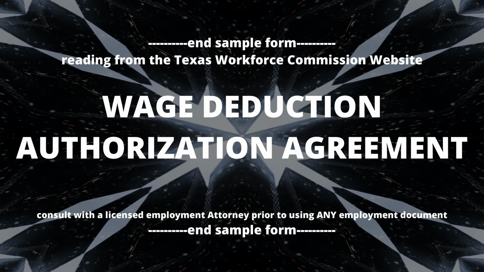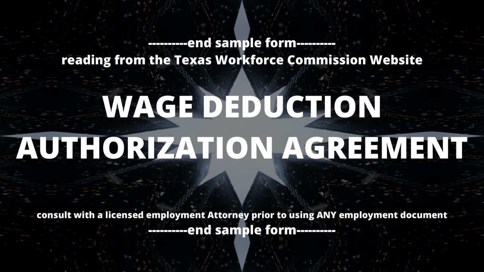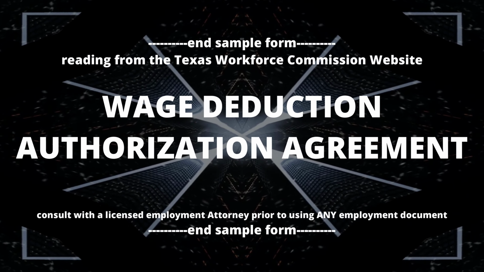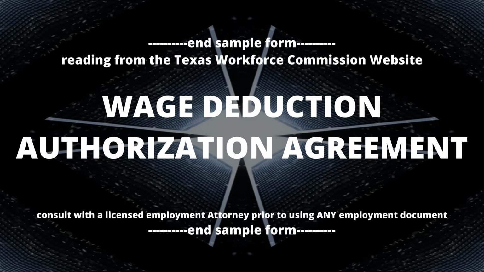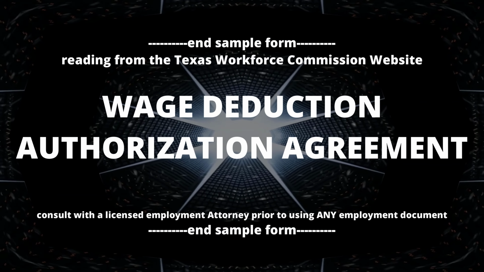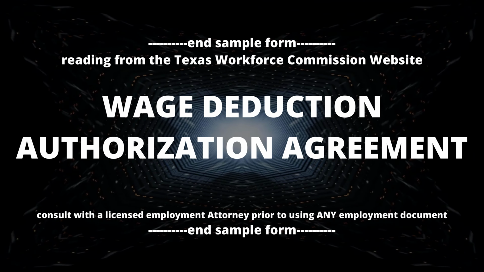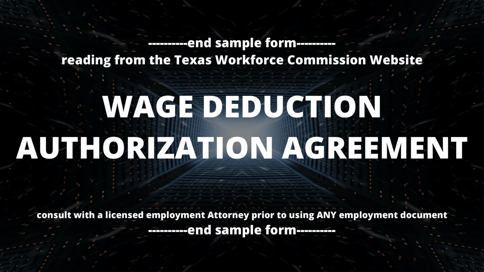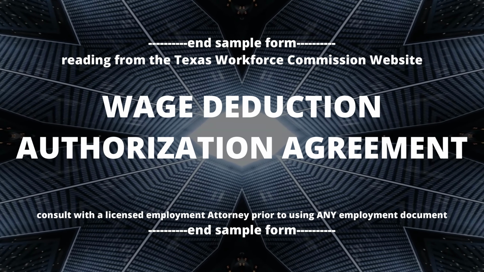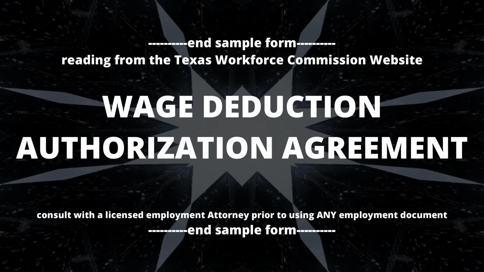I can't say this enough. If you use any type of document in your company that requires signatures from all parties, be sure your company representative signs off on the document and puts the date, because unsigned documents have trouble when they are presented to a court of law or a state employment agency. This wage deduction authorization agreement is used in conjunction with other documents. More will be discussed in future videos in this series.